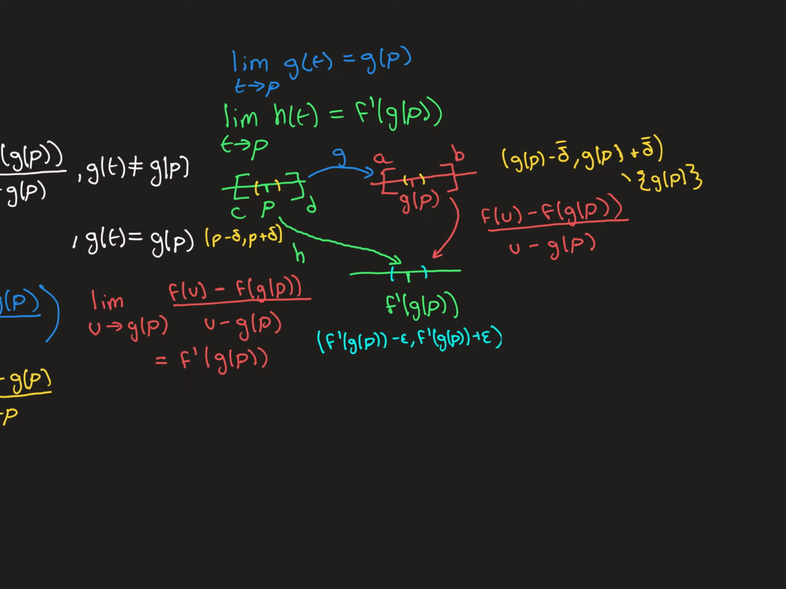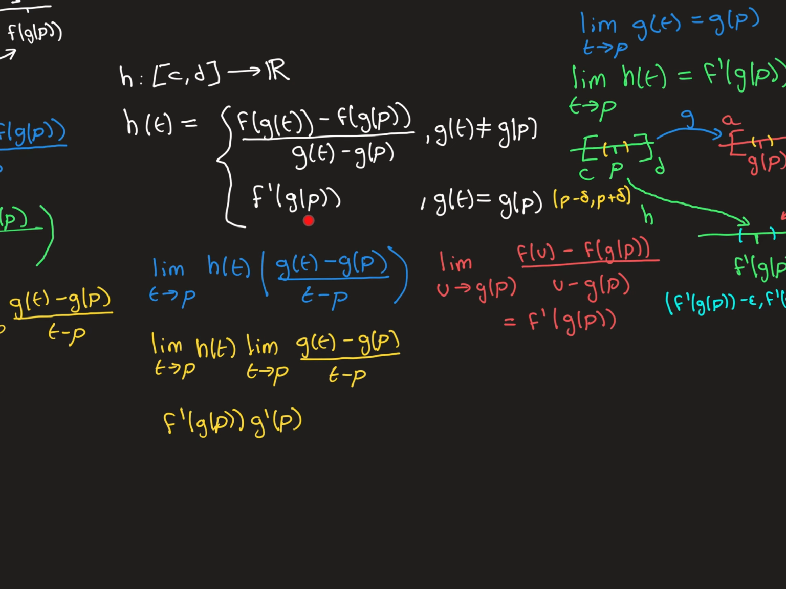So bingo, we've done it. We've shown that for a general epsilon interval, we can find a delta interval such that all the points inside it are mapped into that epsilon interval. So we have proven, therefore, that the limit as t approaches p of our function h of t does exist, and it is equal to f prime at g of p. And note how crucial it was to have this constant set equal to the value of that limit, i.e. f prime of g of p, so that you could conclude that all the points in the delta interval that satisfy this criterion are, of course, mapped into the epsilon interval around that value.